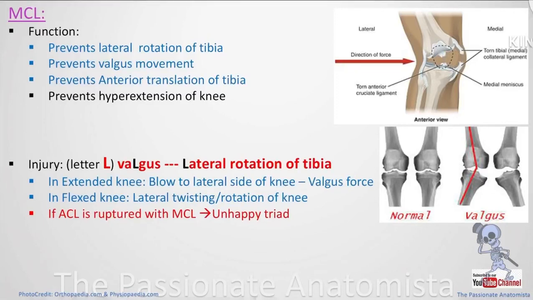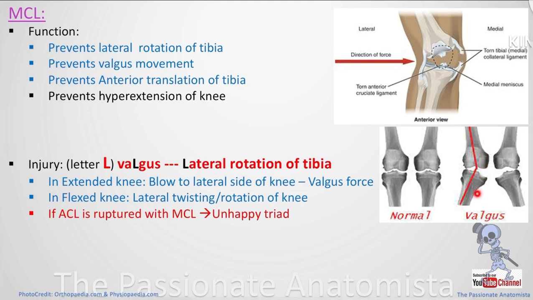Now, what is the function of the ligaments and what happens if we have injury? We're going to start our talk with the MCL, the medial collateral ligament. First of all, where is the medial collateral ligament? The medial collateral ligament is medially between the tibia and femur. So what does it actually prevent?